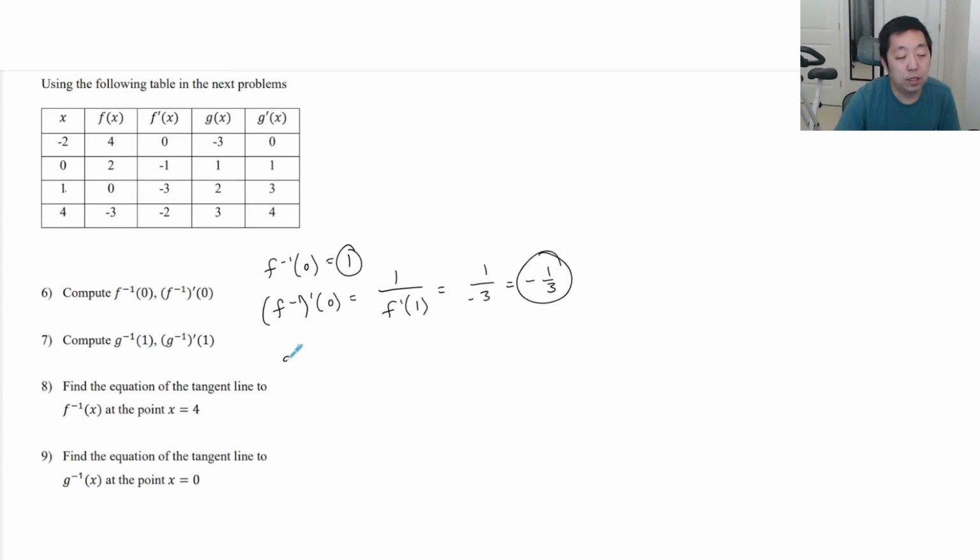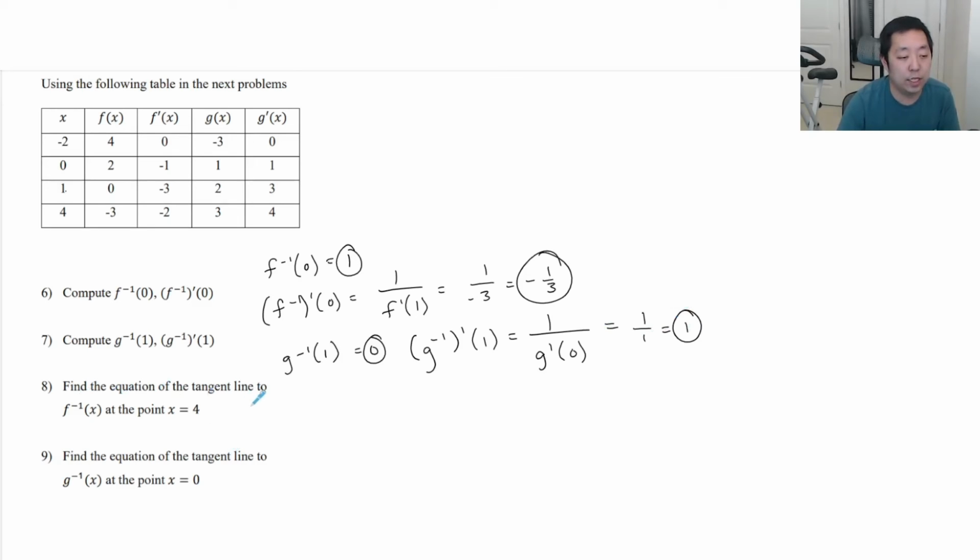Okay. Then g inverse at 1. That's where the y value is 1. What's the x value? It's 0. And then the inverse derivative at 1 is 1 over g prime, not at 1, but at the corresponding x coordinate when y is 1. So g prime of 0 is 1. So this is 1 over 1, which is equal to 1.